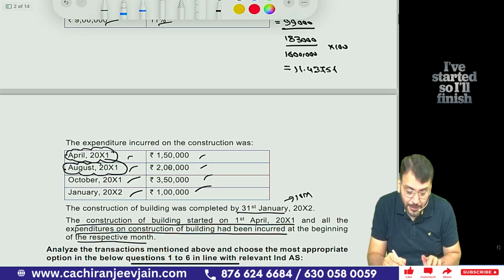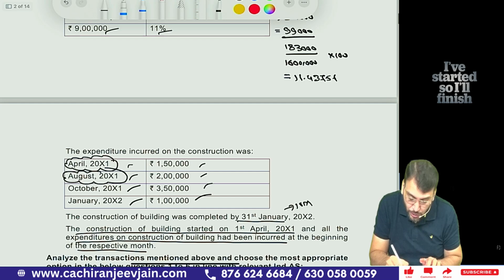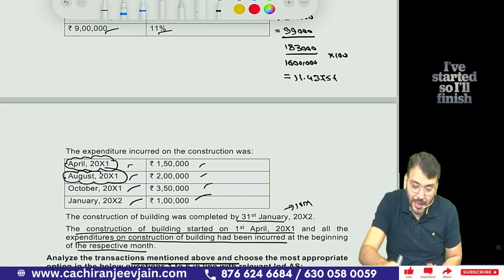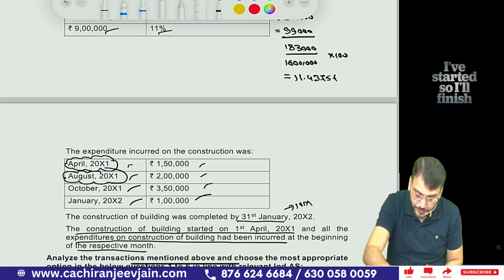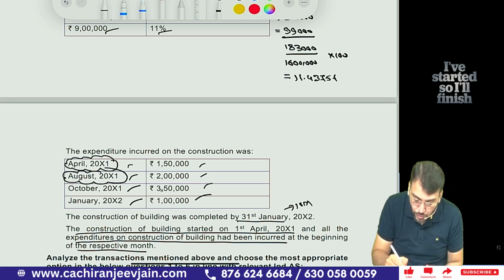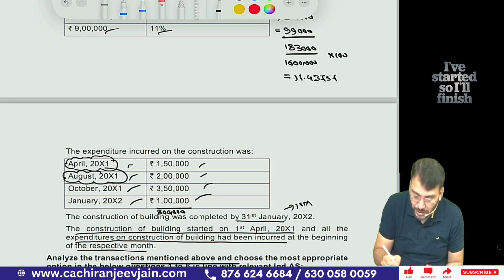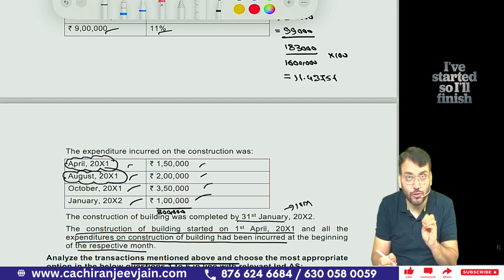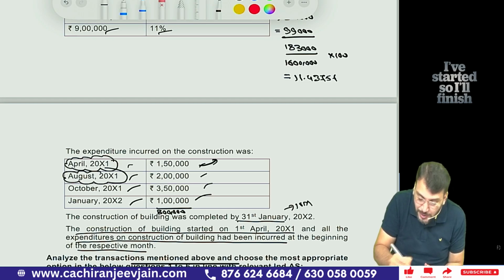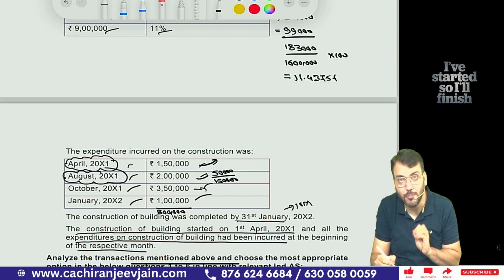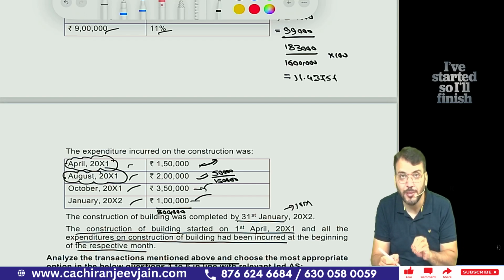Correct? Now we can find out the borrowing cost to be capitalized. You can see the total: 1,50,000 plus 2 lakh plus 3,50,000 plus 1 lakh. The total is 8 lakh, right? So it is coming 8 lakh. Out of 8 lakh, 2 lakh is specific borrowing. So for the first 2 lakh, 50,000 will be from specific borrowing and 1,50,000 will be from non-specific borrowing. Correct? This 3,50,000 will be entirely from non-specific borrowing, and this 1 lakh will be entirely from non-specific borrowing. Got this point?